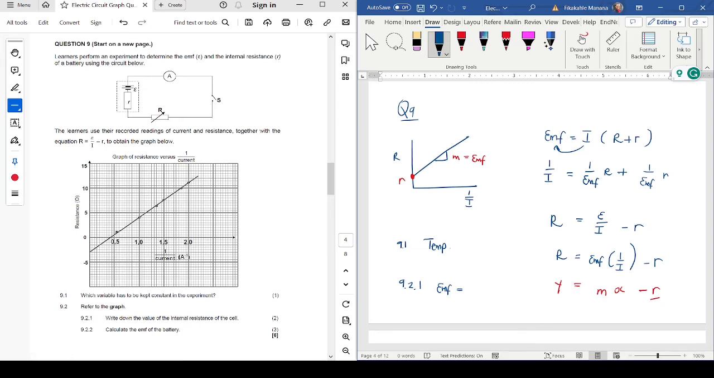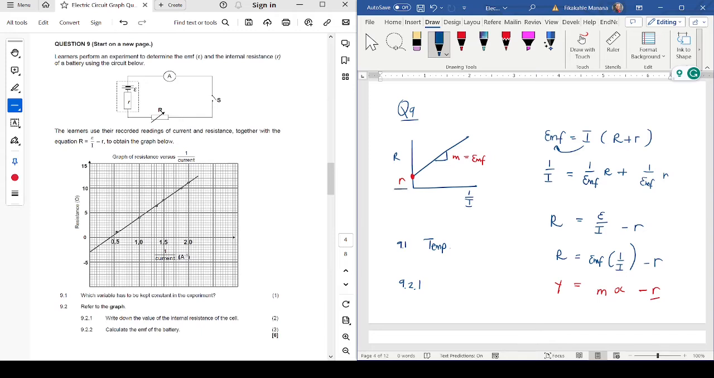This is 9.2.2. Oh no, did I skip a question? Write down the value of the internal resistance of the cell. Oh, here I'm skipping things. Okay. 9.2.1, write down the value of the internal resistance of the cell.